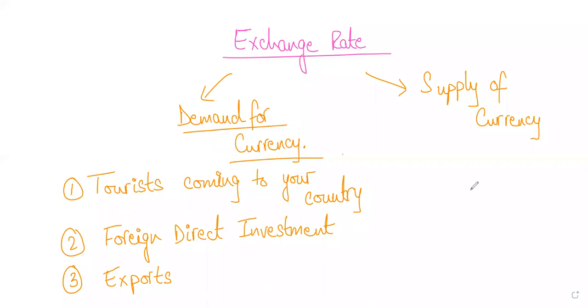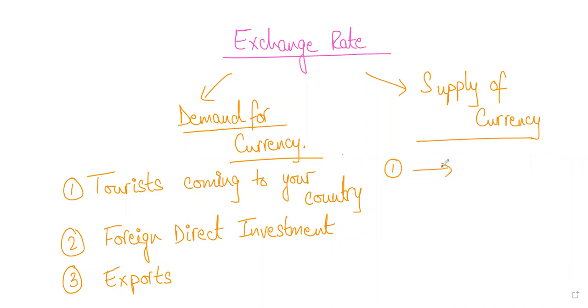Okay, now for the supply part, I want you to tell me the factors that affect the supply of currency. You just need to reverse all these factors that I've written on the left hand side. When you reverse these factors, you'll get the things on the right hand side. So if Pakistani tourists are going abroad, exactly, Pakistanis going to foreign countries for tourism, that would increase the supply.